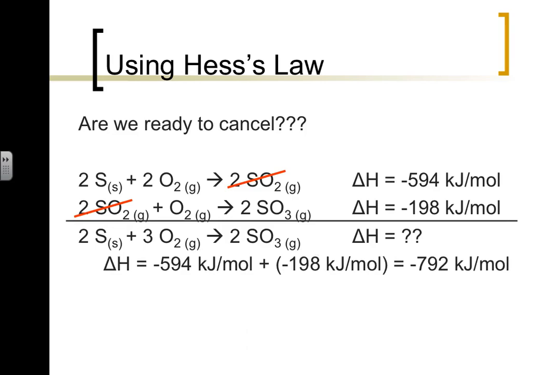And if you go back to the definition, it said that we needed to make sure that the reaction steps matched a final equation, and then we would be able to take the sum of the enthalpies to get our final answer. So you can see that you just add your negative 594 and your negative 198, and then you get to negative 792 kilojoules per mole reaction.